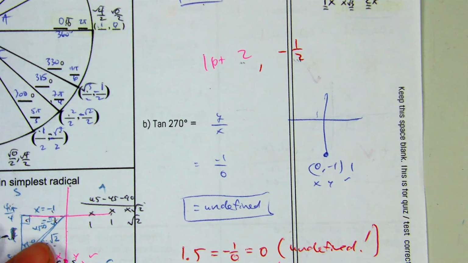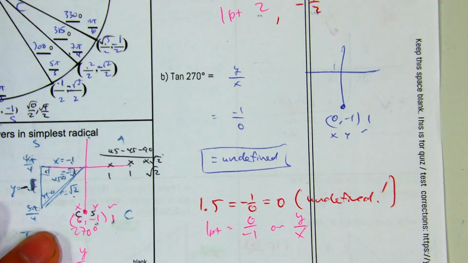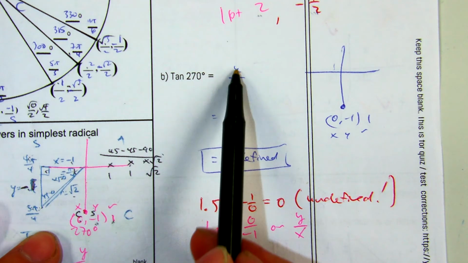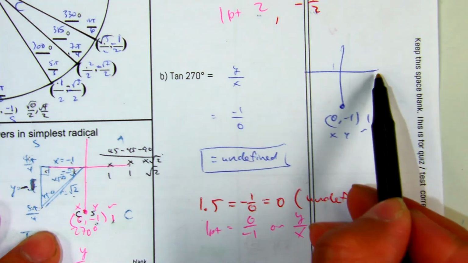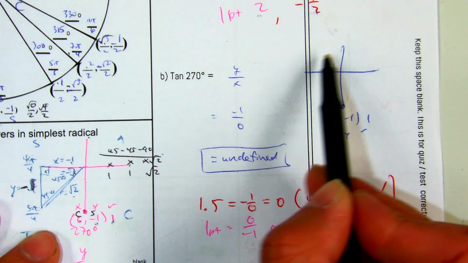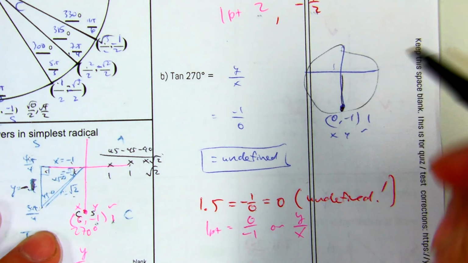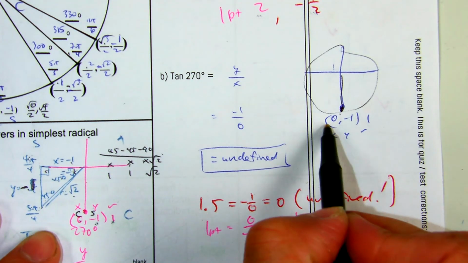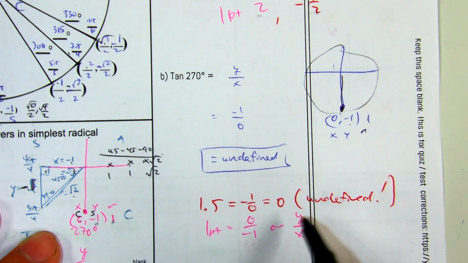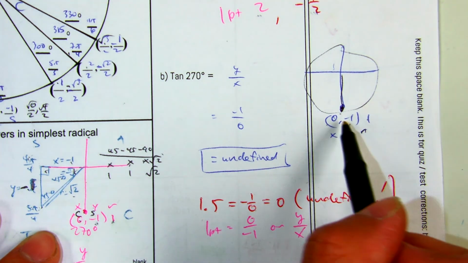Question 9b, tangent 270 is y over x at 270. So you have 0, 90, 180, 270. Unit circle means it's 1 unit away. The ordered pair is 0, negative 1, and your r value is 1. These are called quadrantal angles. And then tangent is y over x, so negative 1 over 0.